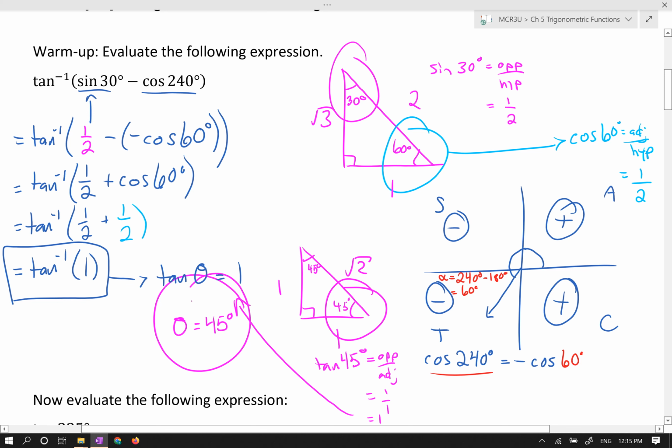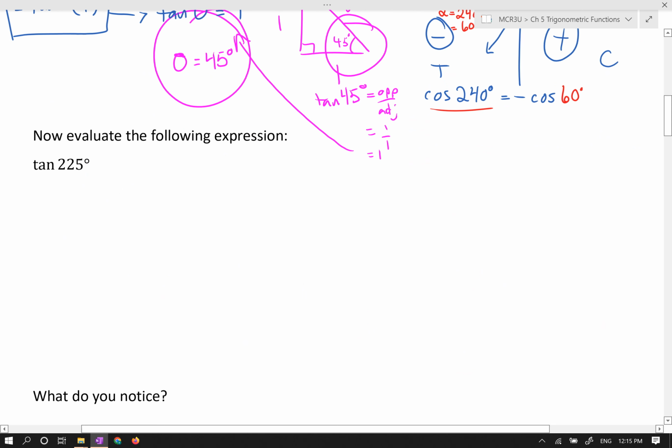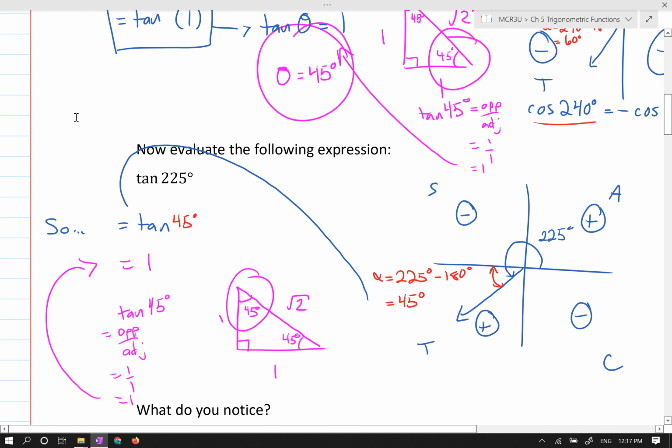Fantastic. Now what you should be able to do is evaluate the next one, the tangent of 225 degrees. You should be able to evaluate this nice and straightforward using those same skills, some of which we've already demonstrated in the first part of the warm-up. So try that out. I'll encourage you to pause the video, try it out, and unpause it when you are done. Good, so our solutions should look something like this.